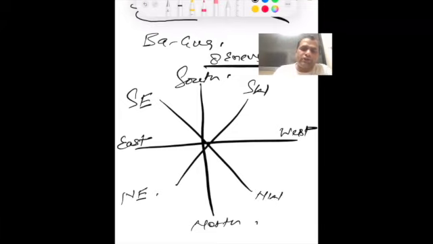तो जैसे दिशाएं कितनी होती है? 8. Like we are having how many directions? We are having total 8 directions.